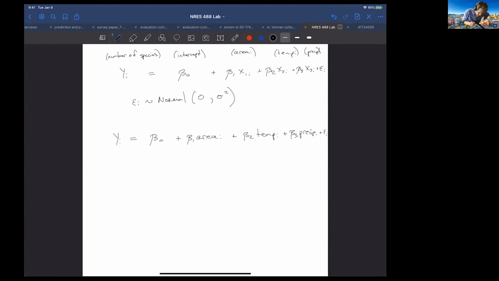What this does is it allows us to know exactly which beta goes to which variable just by looking at it quickly. So either way of writing this is fine. This would be more of a general way of writing it that applies to all situations. This is more of a problem-specific way of writing it. And then, don't forget, epsilon i is normal, mean 0 and variance sigma squared.